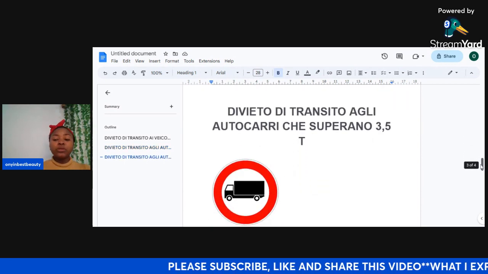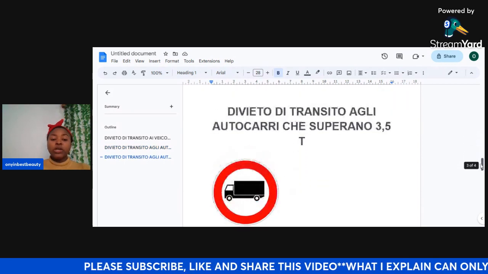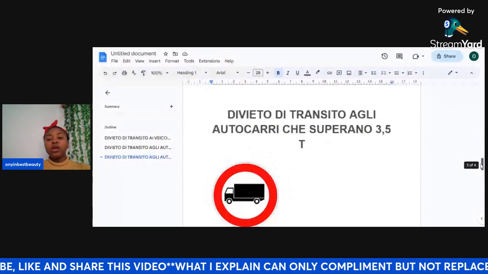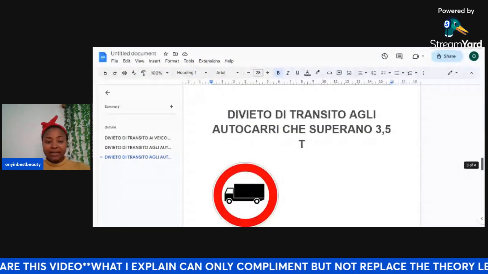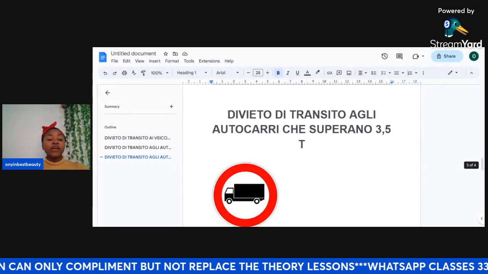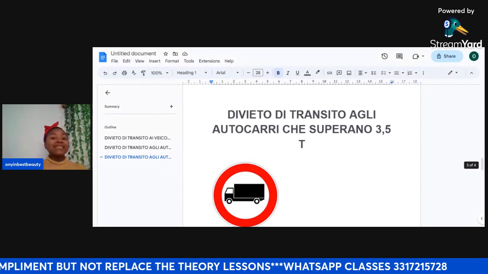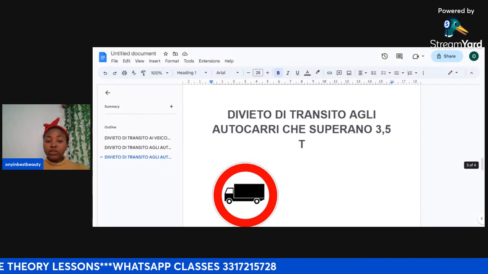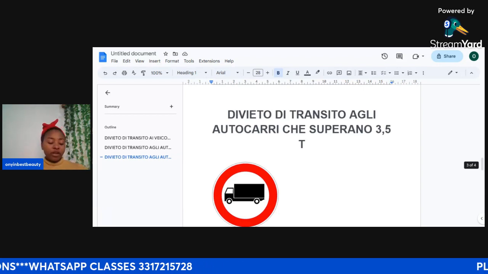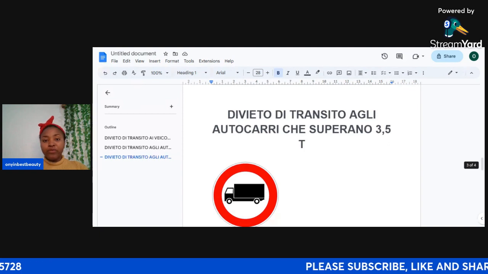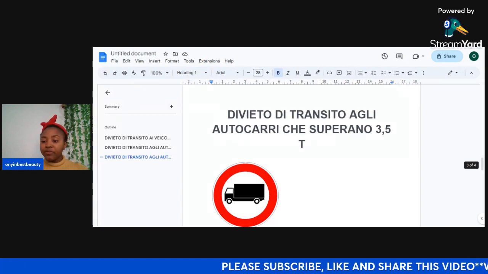Okay, the last one we are going to be seeing in this video is divieto di transito agli autocarro che superano 3,5 tonnellate. Now this one, remember, look at the image inside of the sign. This is referring to autocarro whose full mass load has passed 3.5 tons. When you see the sign, get it in your mind. It is referring to autocarro with the full mass load of more than 3.5 tonnellate, which is 3.5 tons.